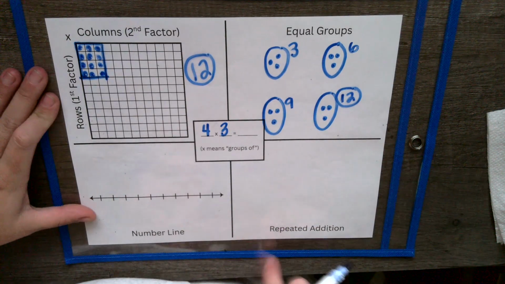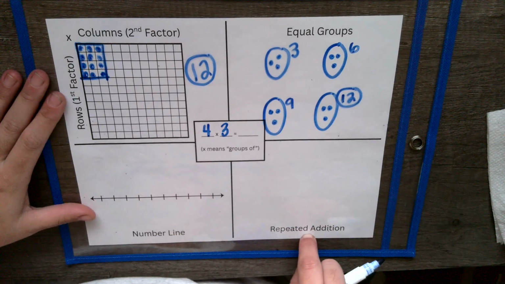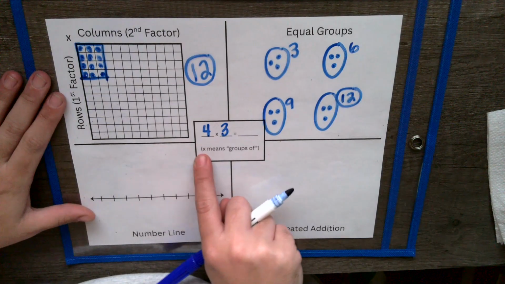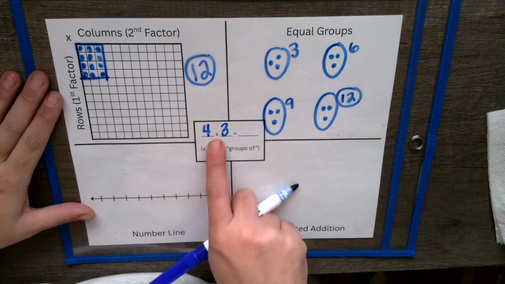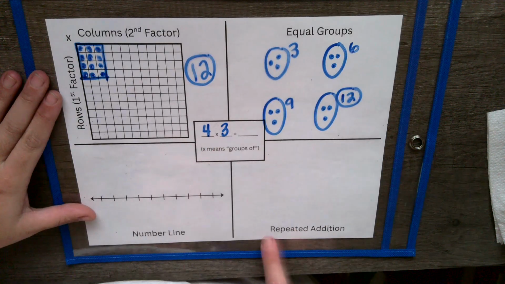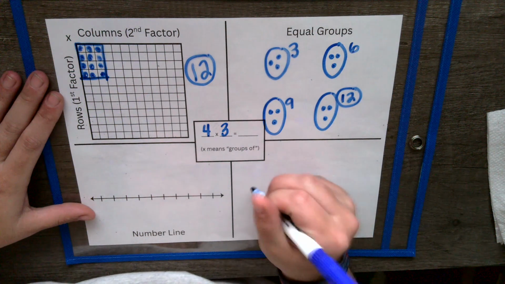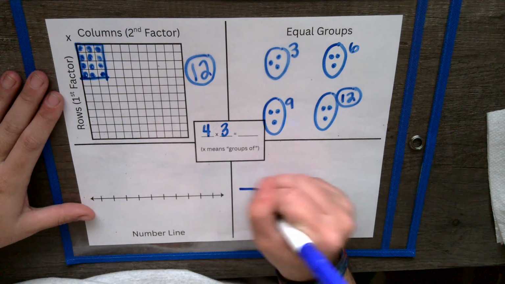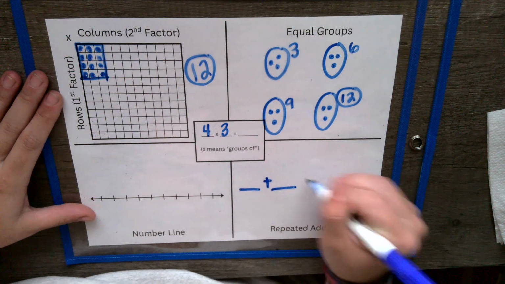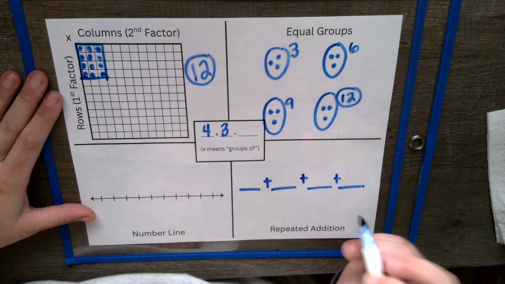Now we're going to look at repeated addition. This is the one that can be a little tricky sometimes. So the key here is to remember that the multiplication symbol means groups of. 4 groups of 3. And my best advice for repeated addition is to go ahead and set up your groups. So you'll have 4 groups. And because this is addition, I'm going to put the plus sign in between them.